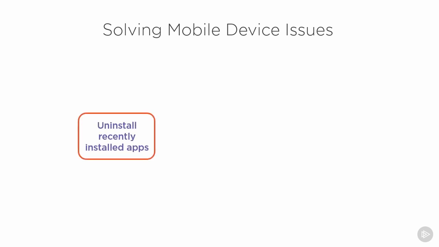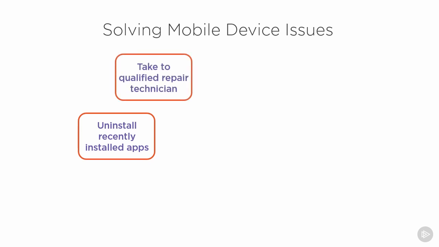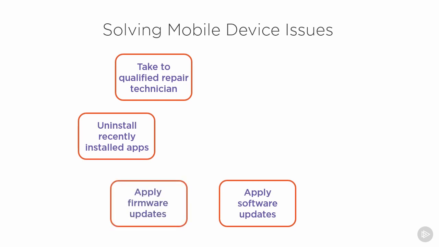Some other things to bear in mind when solving mobile device issues. Uninstall recently installed apps. This feeds into the what has changed recently part of our troubleshooting methodology. If you've installed an app and all of a sudden things aren't working correctly or performance degrades, uninstall the app to see if that makes a difference. In some cases, it's just best to take the device, especially if it's a physical problem like a broken screen, to a qualified repair technician. Applying software updates for the mobile device operating system as well as apps is always important. Not only to fix security problems, but also to fix any functional problems in the software or to add new features. The same goes with applying firmware updates, such as to the BIOS on a laptop.